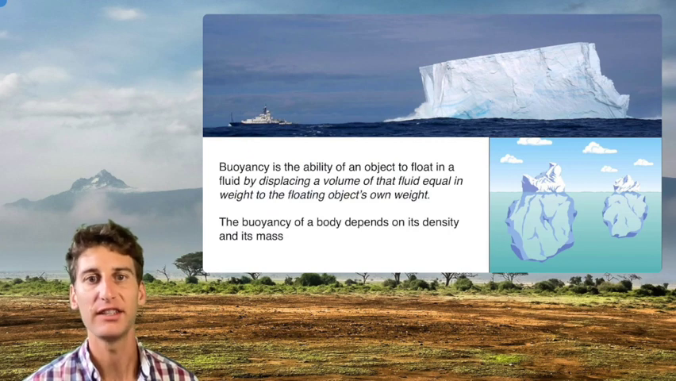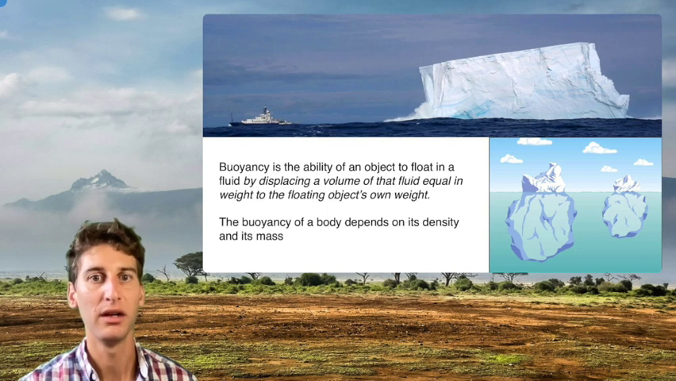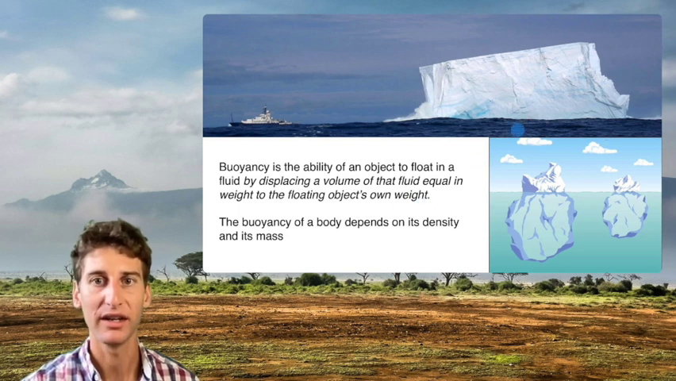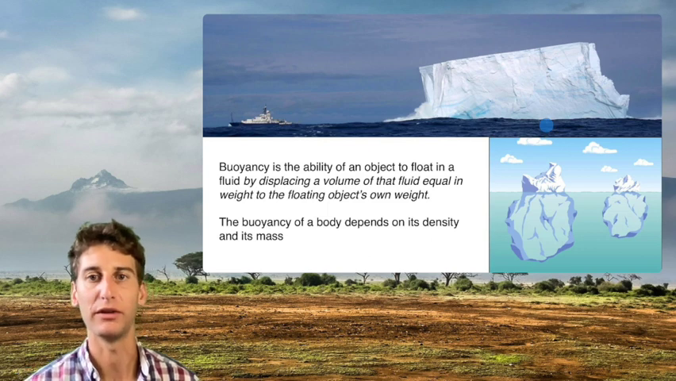So in this way, the continental lithosphere sitting on the asthenosphere is like an iceberg floating on the ocean. Both are regulated by this process called buoyancy. That's why they float. Buoyancy is the ability of an object to float in a fluid by displacing a volume of that fluid equal in weight to the floating object's own weight. So the weight of the iceberg is reflected in the amount of water that's pushed up above the level it would have been.